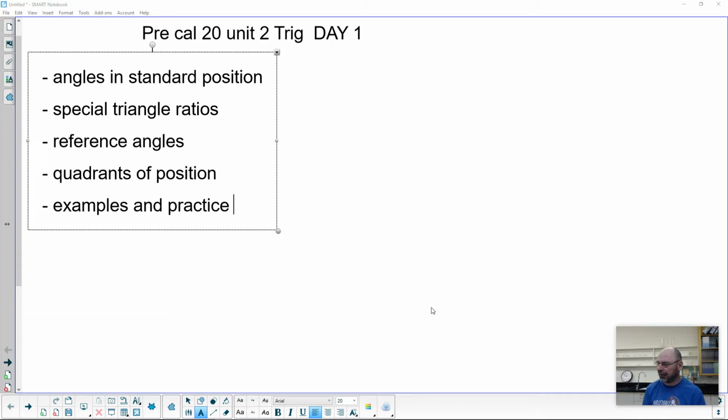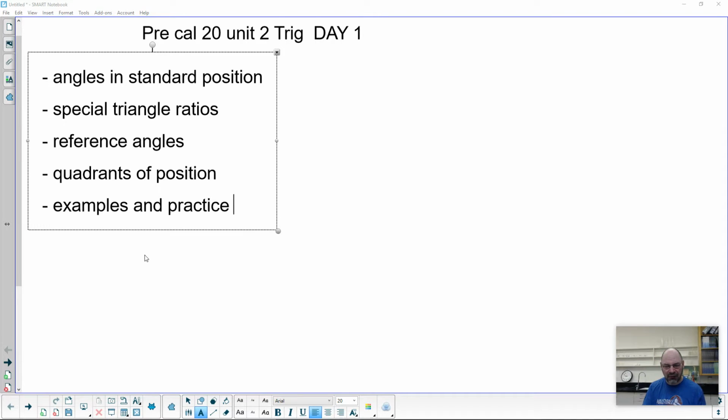And the very first day, that's today, day 1, we're going to be looking at what a standard position angle is. And then we're going to look at special triangle ratios, what a reference angle is. Then we'll look at the quadrant and the positions in the quadrant. And then I'll be doing some examples as we go through that, and then I'll leave you with some practice. I think this one will be a little longer, maybe 35 minutes instead of around the 30 that we've been managing to stick with in the first few videos, but we'll see how it goes. So let's start off with what a standard position angle is.